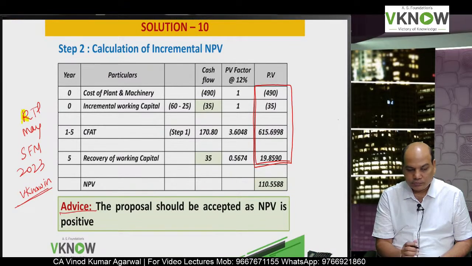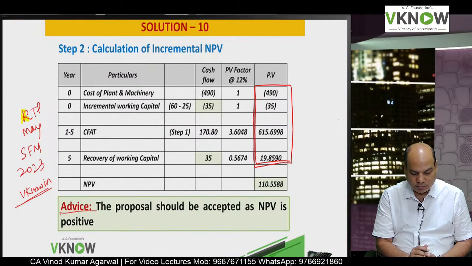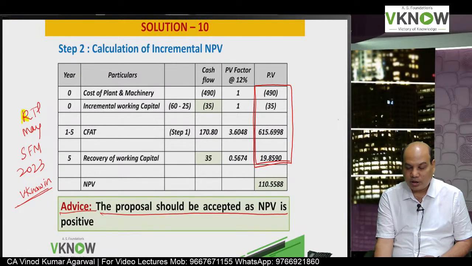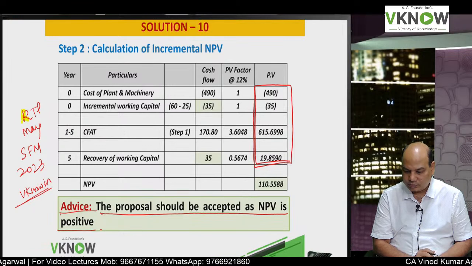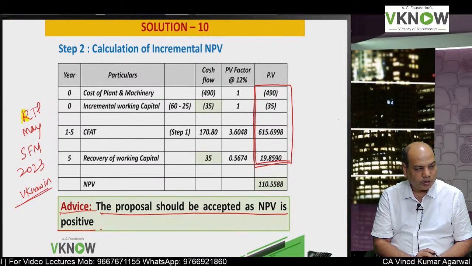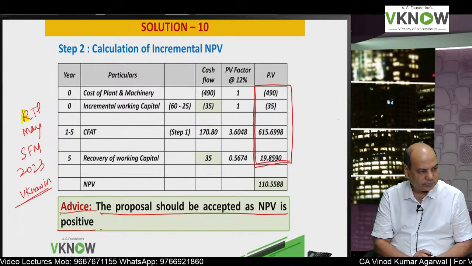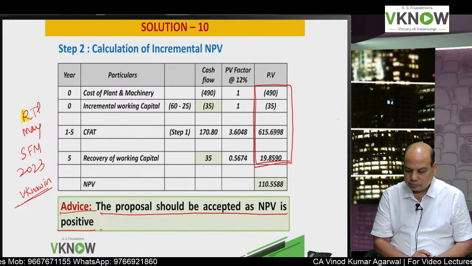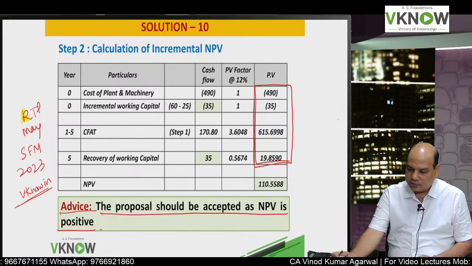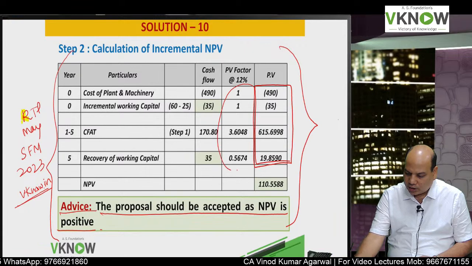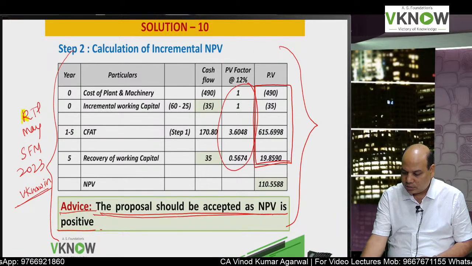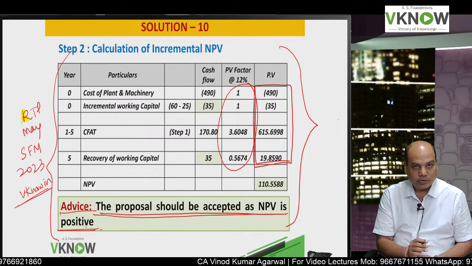So the advice, write down: the proposal should be accepted as NPV is positive. This way you will write the answer in the exam. Complete answer in detail, line by line, with all calculations presented, with final conclusion also, then you will get the full marks.